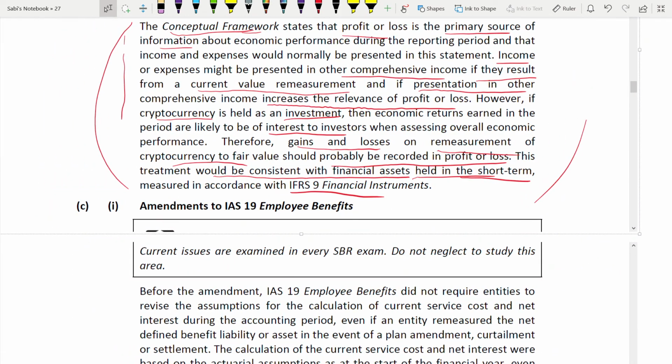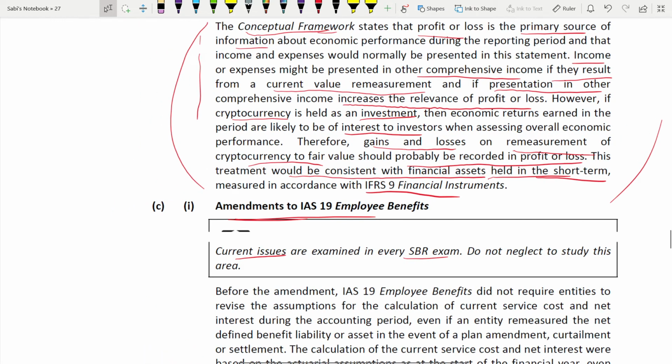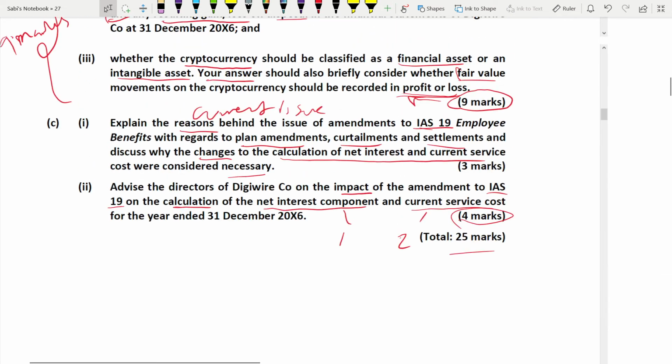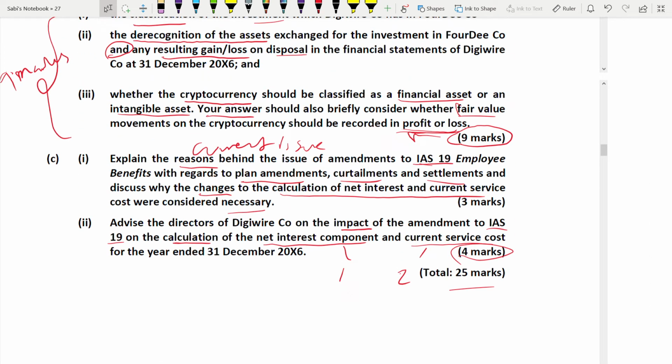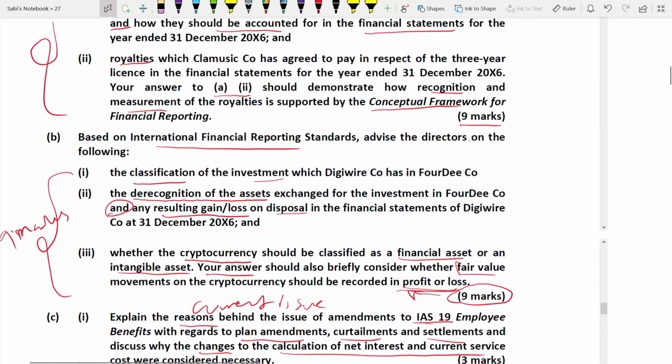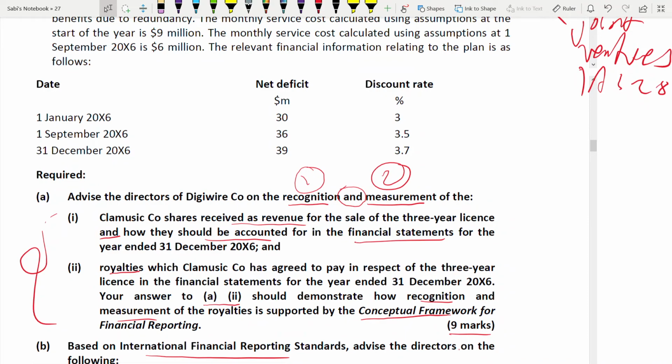So now we are moving to amendments to IAS 19, Employee Benefits. And this is the current issue, okay? Current issues will come in every SBR exam, but this is the latest current issue. You will get a current issue. We have to read the scenario for that, part C. What could be the impact, and also the reasons for that change, and calculations to discuss why they change calculations and all. Okay, since they have given you the figures, you have to do calculations.